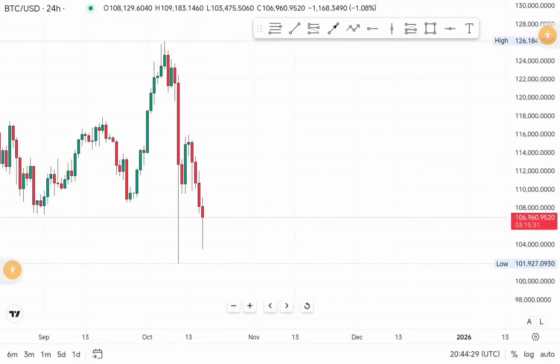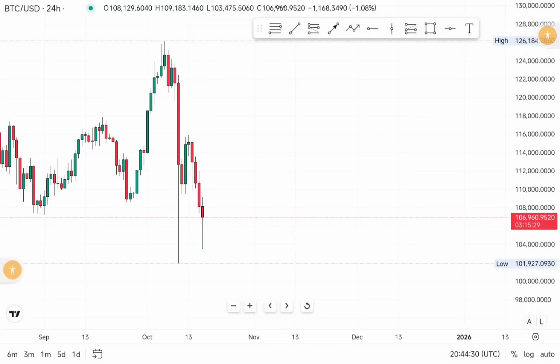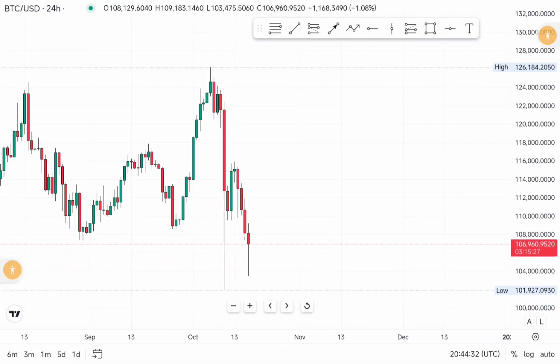Today I'll be looking at the BTC USD, and I'll be using the Fibo Deviation projection tool in my analysis. So join me through the analysis.